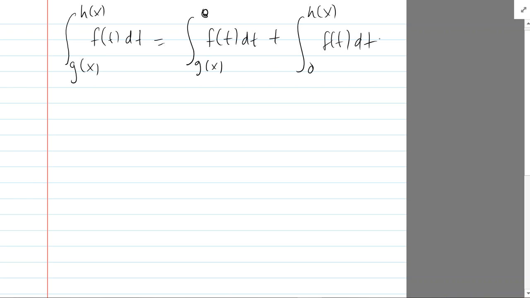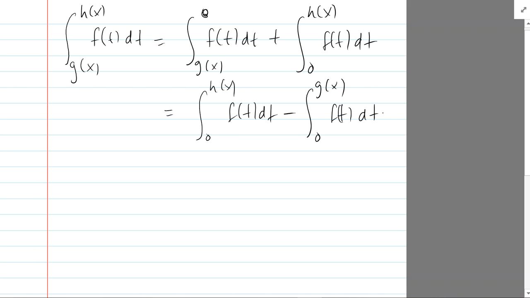Now, y'all don't want to do g of x to 0. Do you want to do 0 to g of x? How do I switch those limits of integration? What do I need to multiply by? A negative, right? It becomes negative. So now, can I flip this around because this one's positive? Can I go 0 to h of x of f of t dt minus the integral from 0 to g of x of f of t dt, because I flipped it around? Everyone okay with what I did? All I did was make this one negative and put it back.